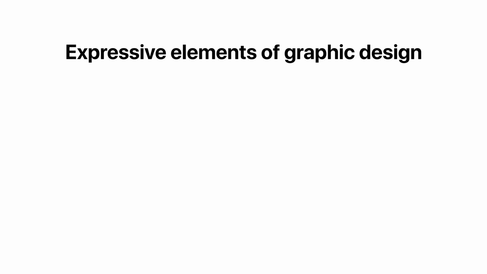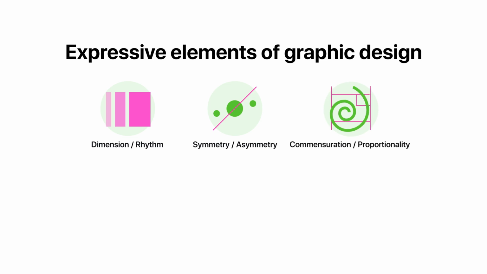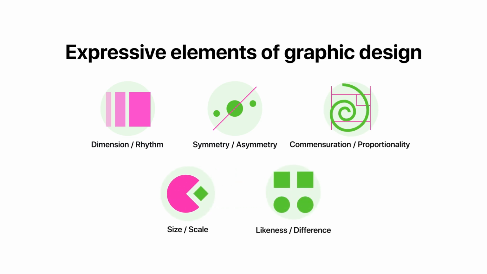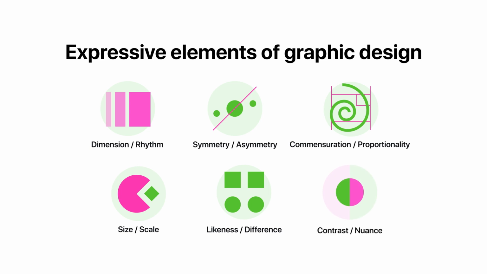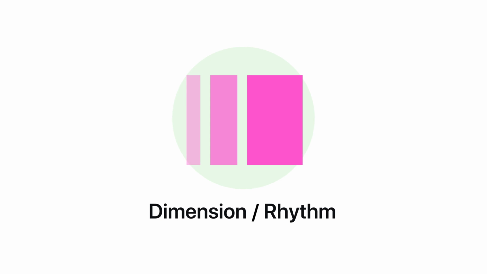Keep in mind that expressive means are often described in pairs, such as dimension and rhythm, symmetry and asymmetry, commensuration and proportionality, size and scale, likeness and difference, contrast and nuance, consonance and dissonance. You may be curious how these pairs can be applied to your composition. Now we'll discuss each pair in detail, starting with dimension and rhythm.